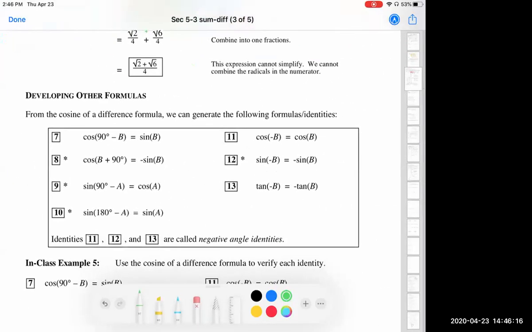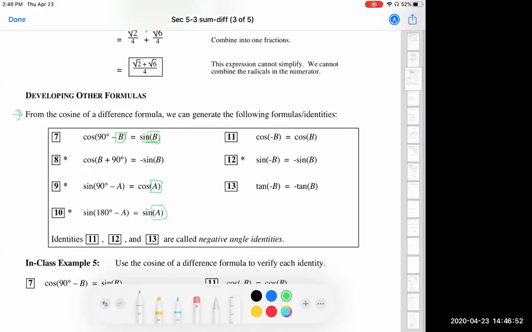Okay, here we have some other formulas. These are your co-function formulas. So from the cosine of a difference formula, we can generate the following formulas. So cosine of 90 minus a number is the same thing as sine of that number. So whatever this is, I can write it with just sine. Cosine of 90 plus a number is just the negative sine of a number. And sine of 90 minus a number is just cosine of that number. Sine of 180 minus a number is just sine of the number you're subtracting.